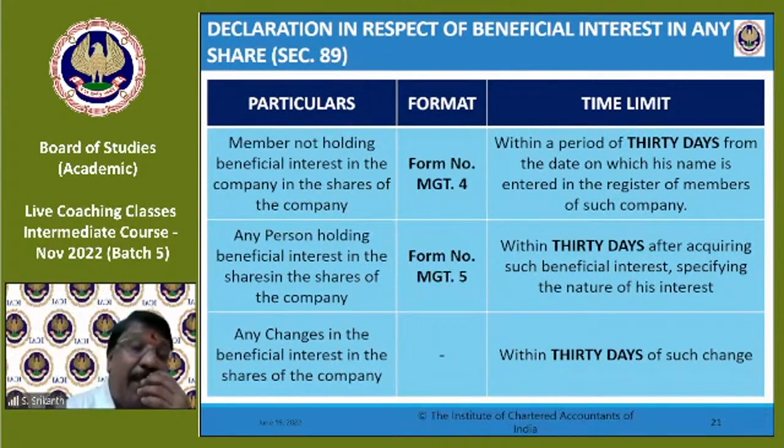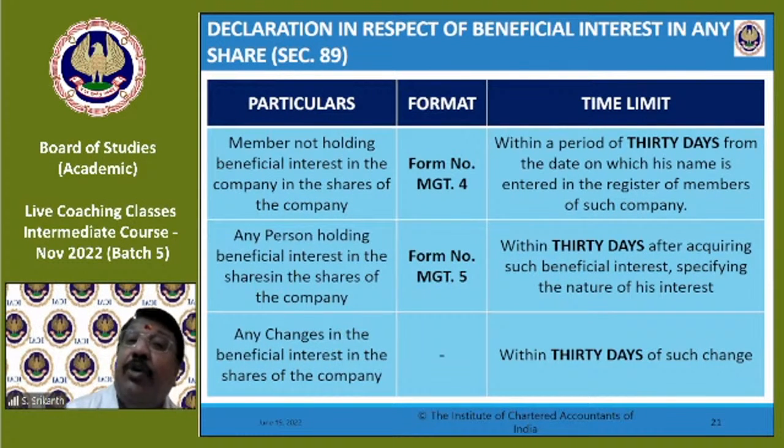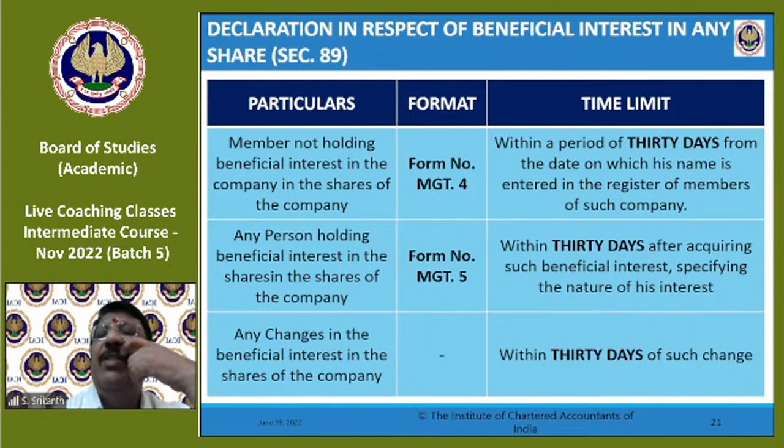If there is a Benami, we discover it somewhere else, then we can say under Section 89, you had a duty. Why have you not disclosed? And penalty is there. So the declaration should be given in form MGT-4 within a period of 30 days from the date on which his name is entered in the register of members.